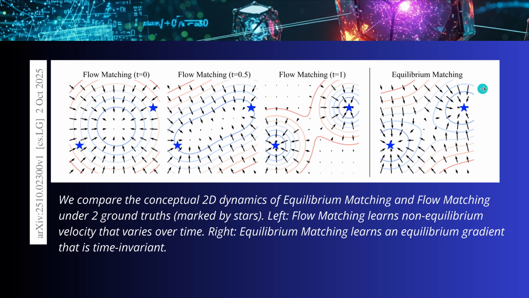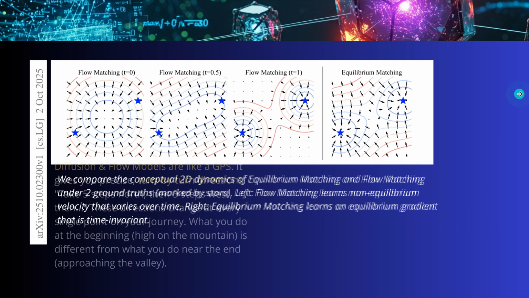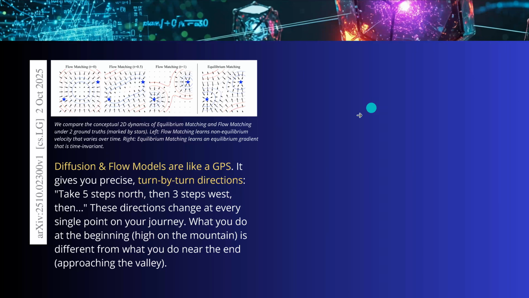But equilibrium matching, look at this. So what is happening here? I was thinking, how can I explain this? I think the simplest way is here, the diffusion and the flow models are like a GPS, no? It gives you a precise turn-by-turn direction. If you are somewhere positioned, you have to have a defined start, of course. Then the system tells you, hey, take 5 steps north, 3 steps west, and you got it, no? So direction change at every single point in your journey. And what you do at the beginning, let's say if you're high up in the plateau, is different from what you do near the end. So if you're approaching here the energy minimum.